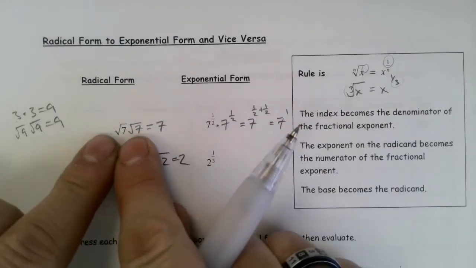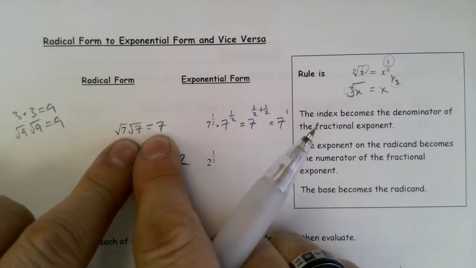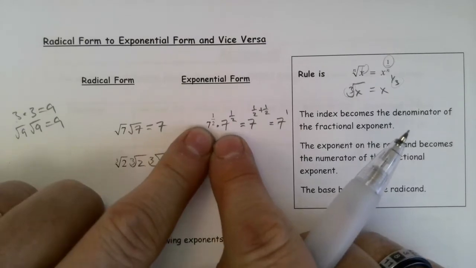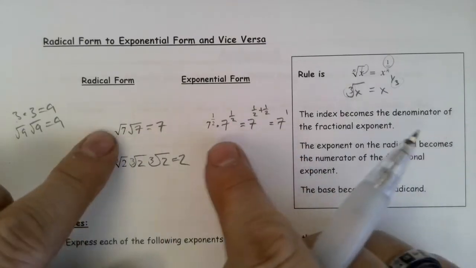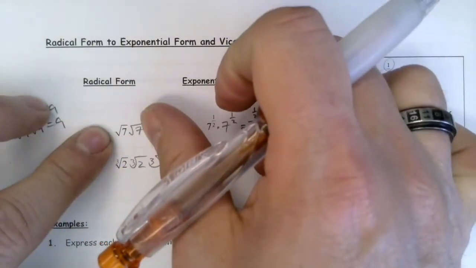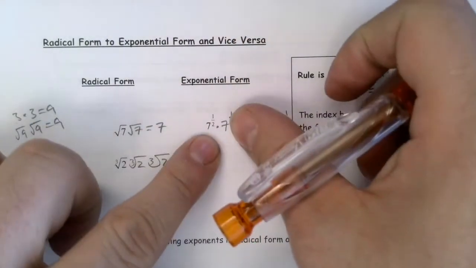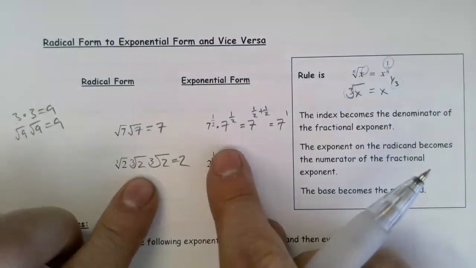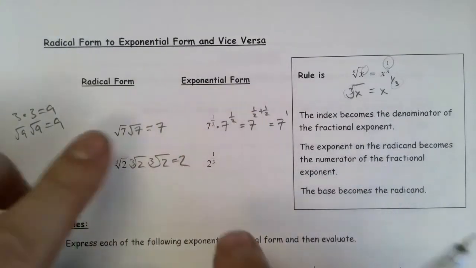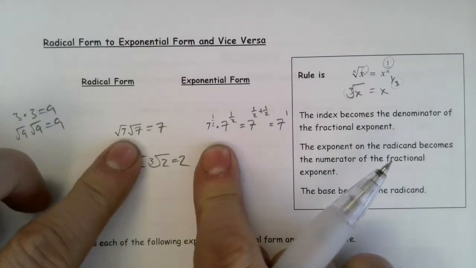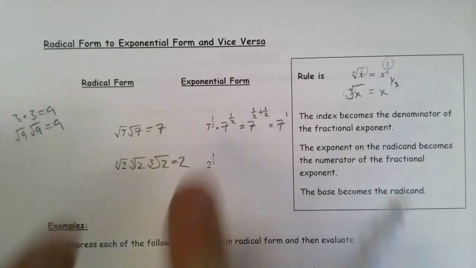Now take a look at this. Root 7 times root 7 equals 7. 7 to the 1/2 times 7 to the 1/2 is equal to 7. When I squared this, I got 7. When I squared that, I got 7. I'm doing the exact same operation. I'm squaring these guys and getting the same result. They must be equivalent.